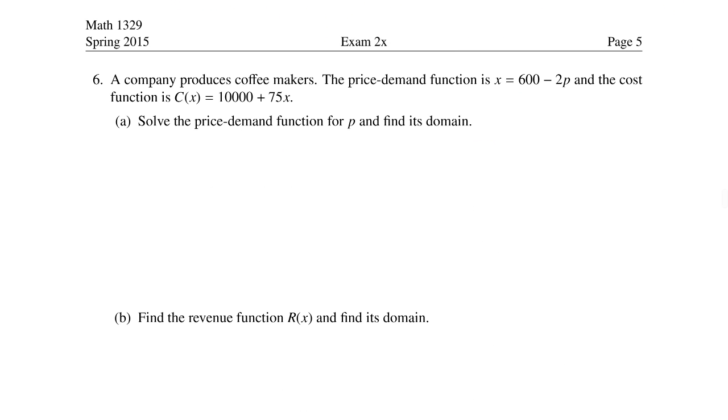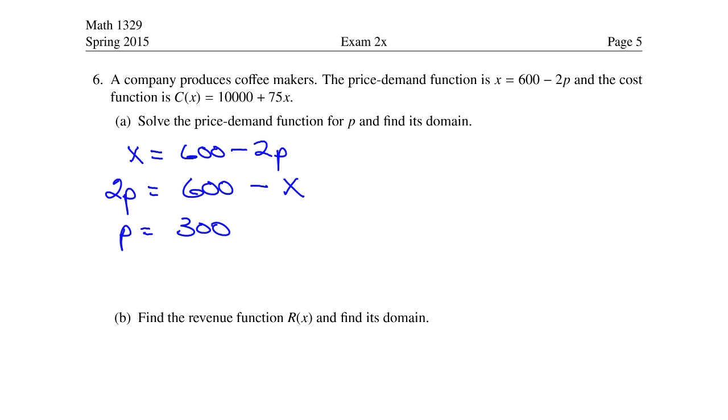Let's look at question 6. A company produces coffee makers. The price demand function is x equals 600 minus 2p, and the cost function is c of x equals 10,000 plus 75x. Solve the price demand function for p and find its domain. So let's start with x equals 600 minus 2p. I'm going to move the 2p to the left, move the x to the right, and then divide everything by 2. So 600 divided by 2 is 300, and then 1x divided by 2 is 0.5x.